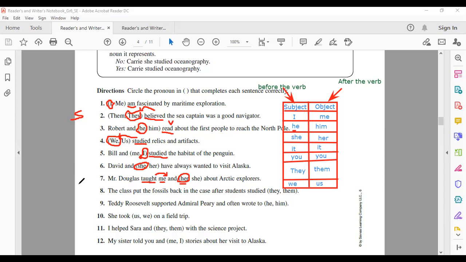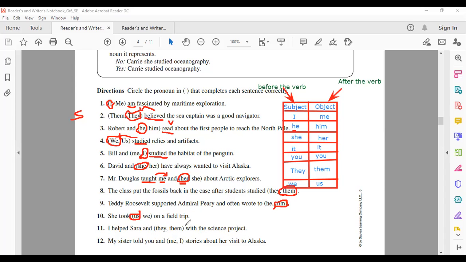Number 8. The class put the fossils back in the case after students studied they or them. Them. Them, excellent, because it comes at the end of the sentence after the verb. Teddy Roosevelt supported Admiral Perry and often wrote to he or him. To him. Him, excellent. Number 10. She took us or we on a field trip. Us. Very good.